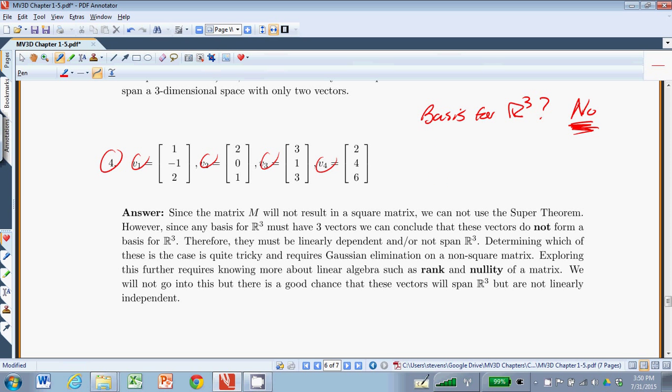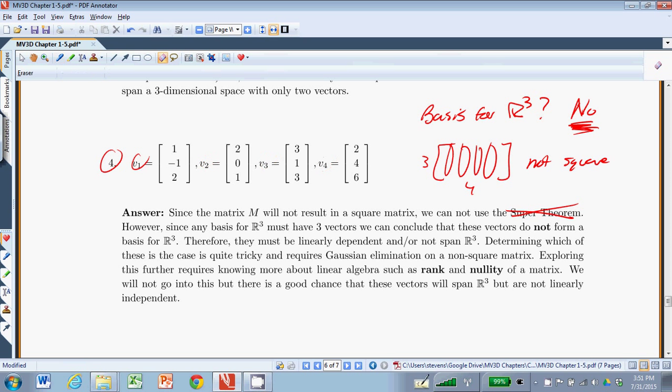We know that for sure. You can't really use the super theorem, because if you put these into a matrix, you'd have a 3 by 4. So it's not square. So you can't use the super theorem, right? That's out. So these either don't span R3 or they are not linearly independent.